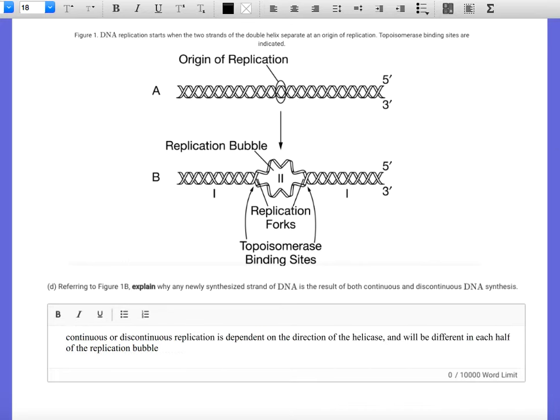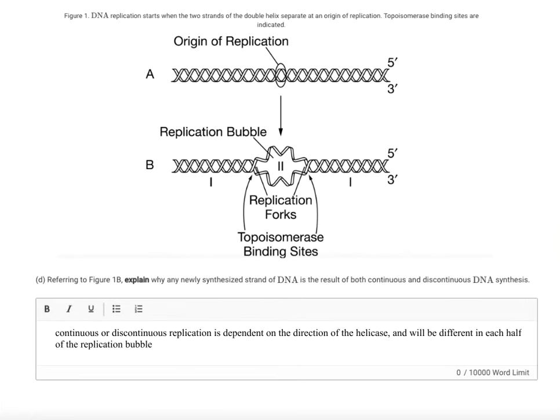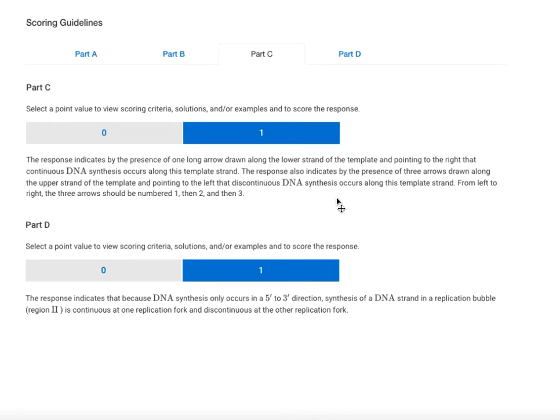So let's actually see what they were looking for there, because I'm not entirely sure how they would like you to explain that. I think I did an okay job. All right. So the response indicates the presence of one long arrow drawn on the lower strand of the template and pointing to the right.